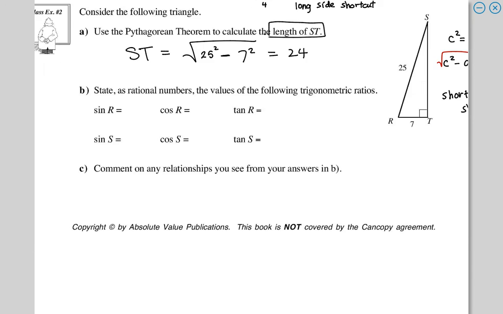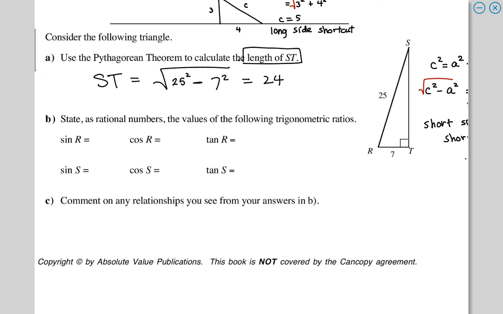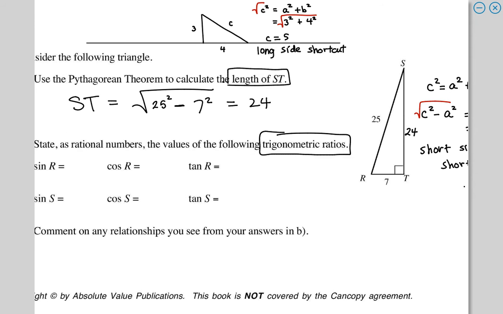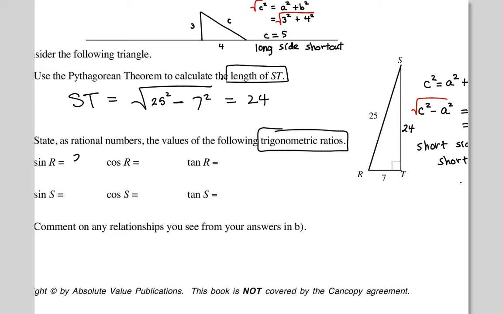Okay. Let's do this. Sine r. All we care about here is finding the appropriate ratio. We're not going to do any math, just the ratio. So it's just definitions. Sine r. And we can now put 24 here. So for r, the opposite would be 24, and the hypotenuse is 25. Cosine r would be 7 over 25, and tangent r would be 24 over 7.